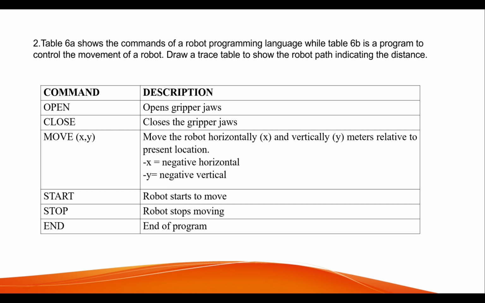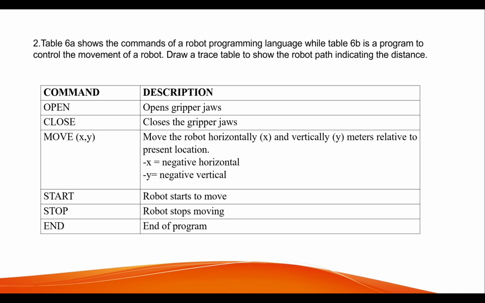So I've also been given the same table that contains the descriptions of the various commands, the specific commands that are to be used when designing that path, whereby we have said open opens the gripper jaw, close it closes the gripper jaw. You have move in coordinate form x, y, moving the robot x horizontally and y meters vertically relative to the present location. Always remember that the present location is always at 0, 0 every time a robot stops.